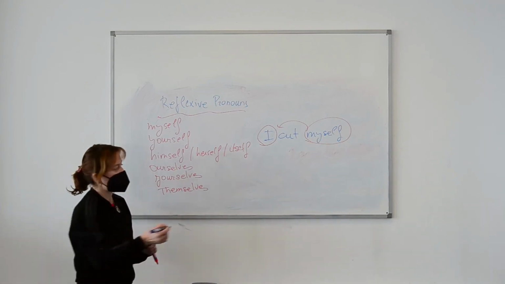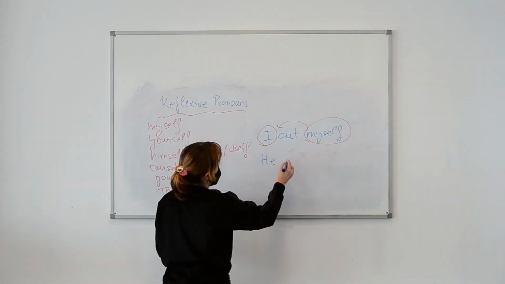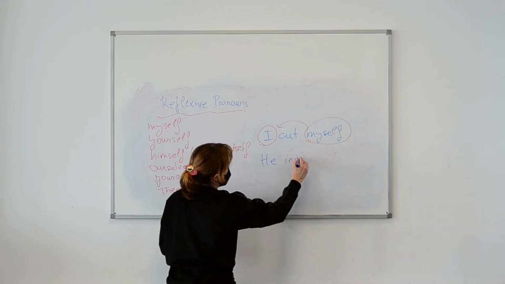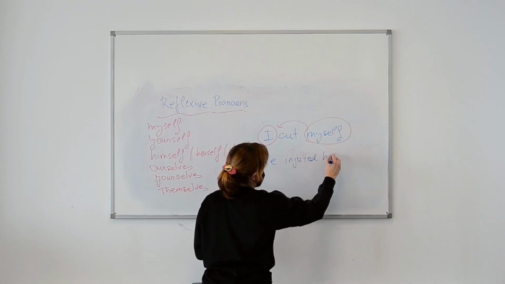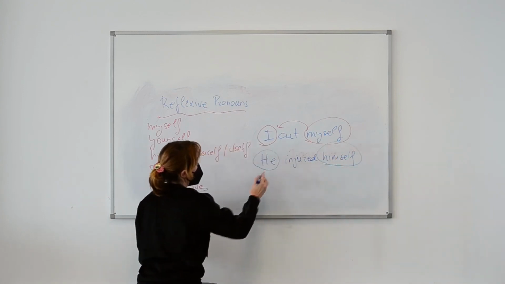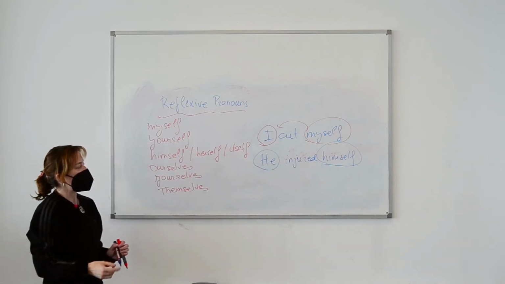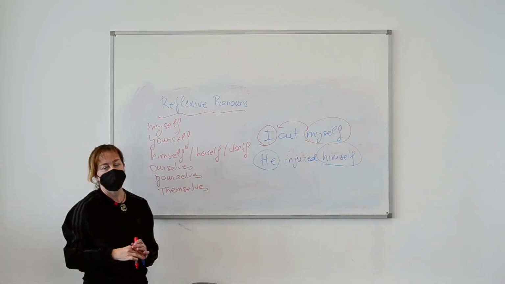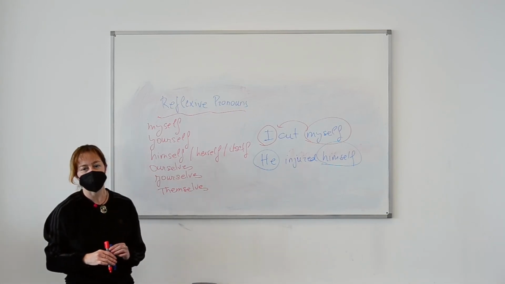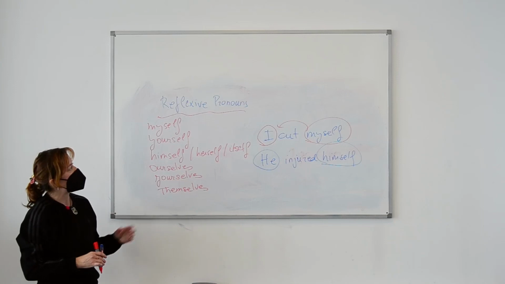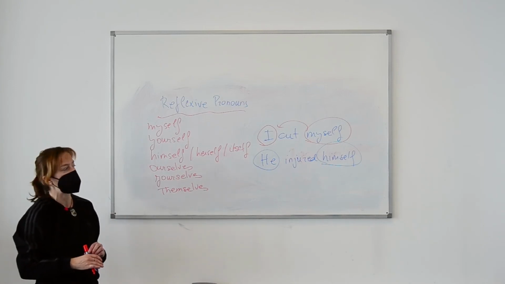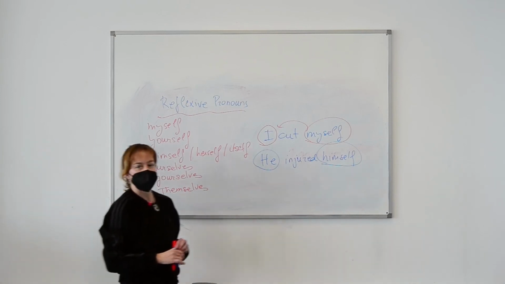Another example, he injured himself, the same. In this case, we have himself and he. He performed the action and he receives the action. Me lastimé, or él se lastimó should be this in English. Right? This is the most important characteristic of reflexive pronouns in English.